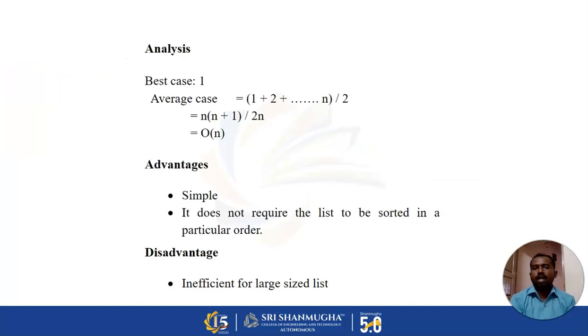Next we have the analysis. Best case is 1. Average case equals 1 plus 2 plus dot dot n divided by 2, equal to n plus 1 divided by 2, equal to O(n). Advantages: simple. It does not require the list to be stored in a particular order. Disadvantages: inefficient for large sized lists.